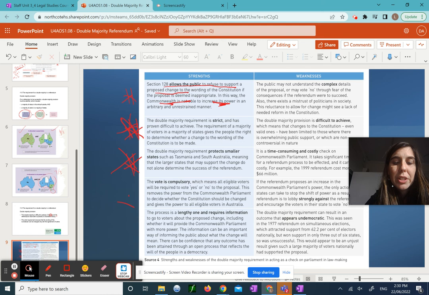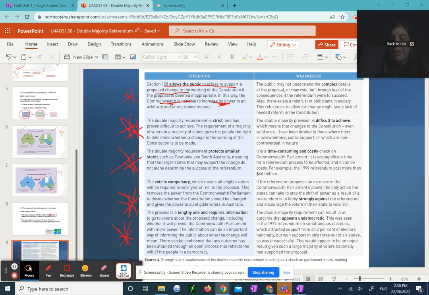The majority vote is compulsory, which means that it removes the Commonwealth's ability to decide how the Constitution will be changed, and rather puts it in the hands of our voters, because everyone has to participate. And lastly, it's a fairly lengthy process, which is a positive because it requires both a bill through Parliament as well as the proposed change. Some of the problems or weaknesses of this, or how it may not prevent an abuse of power.